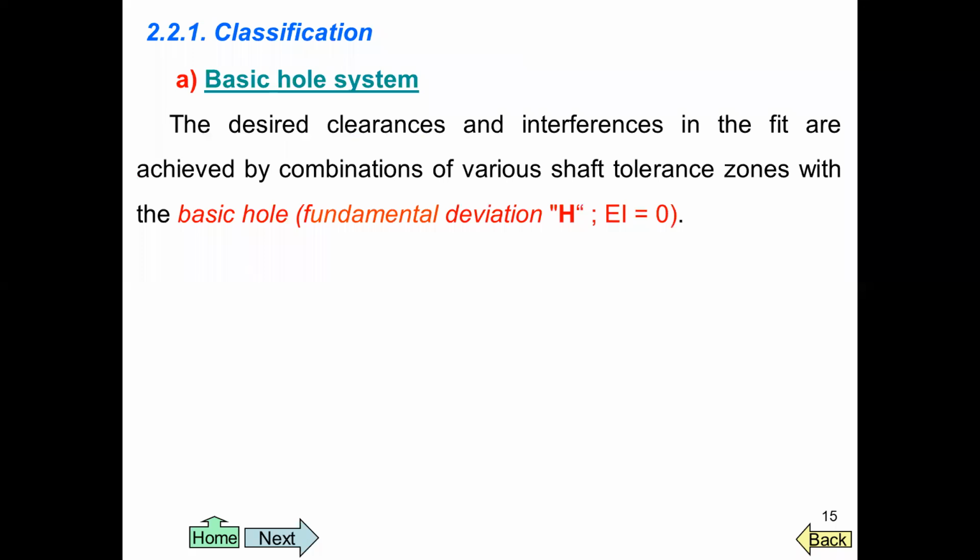The basic hole system is a system in which the design clearances and interferences in the fit are achieved by combination of various shaft tolerance zones with the basic hole. What is the basic hole? The basic hole is the hole whose fundamental deviation EI in capital, or lower limiting deviation of the hole, is equal to 0.